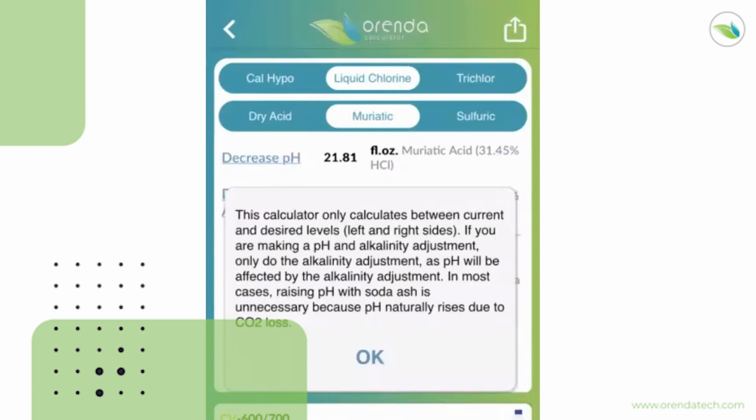I'm going to tap the decrease pH one. This pop-up says, this calculator only calculates between current and desired levels, left and right sides. If you are making a pH and alkalinity adjustment, only do the alkalinity adjustment, as the pH will be affected by that adjustment. In most cases, raising pH with soda ash is unnecessary because pH naturally rises due to CO2 loss. We made this note because we get so many questions about it.